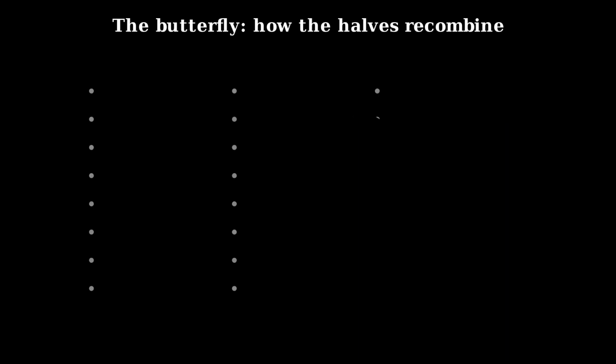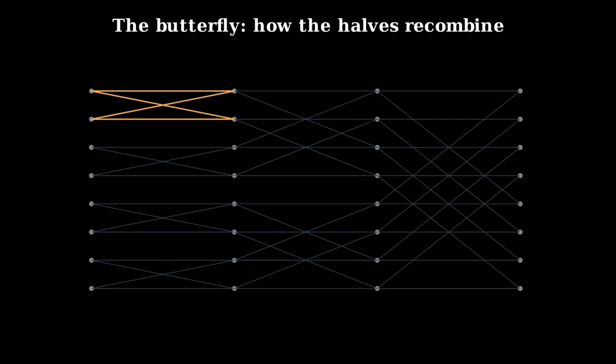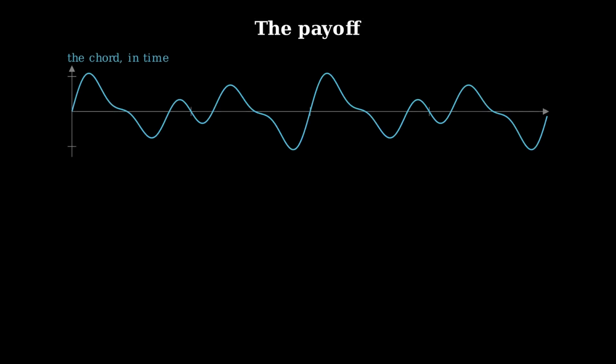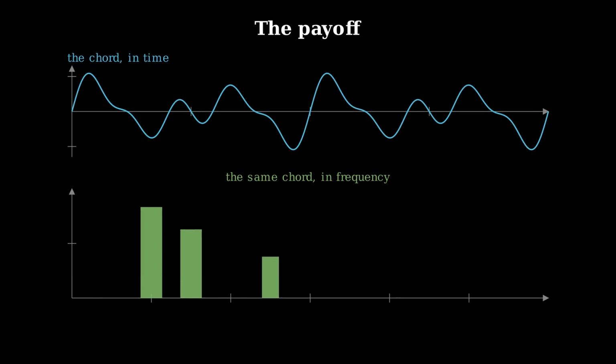Tile that one gadget across 3 stages, and you've built a full 8-point transform. Same butterfly over and over. Run the transform on our messy chord, and out drop 3 clean spikes, the exact notes that were hiding inside it. And it is fast.